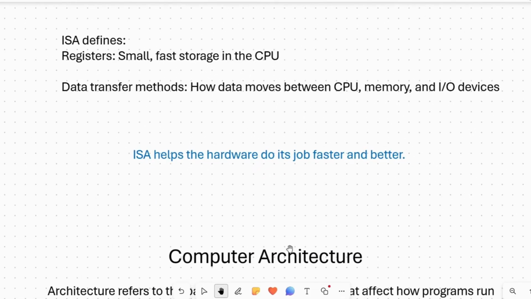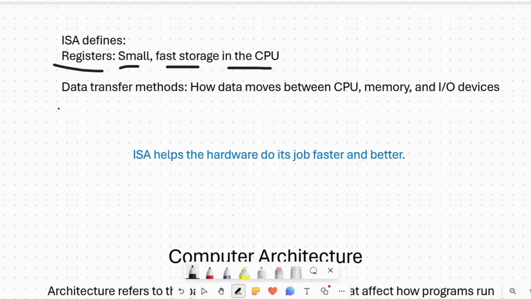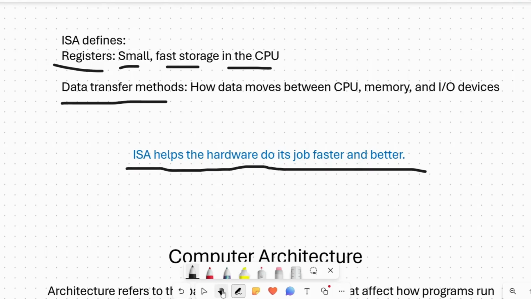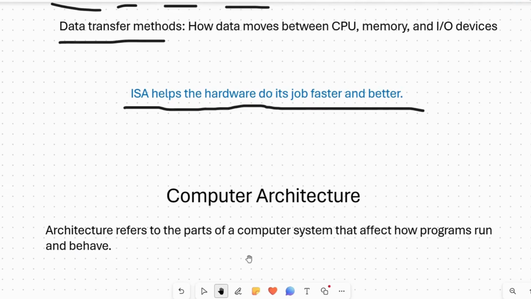If we describe ISA in short sentences: a register is small, fast storage in the CPU. Data transfer method is how data moves between the CPU, memory, and input-output devices. So basically, ISA helps the hardware do its job faster and better. I hope you understand what ISA is.